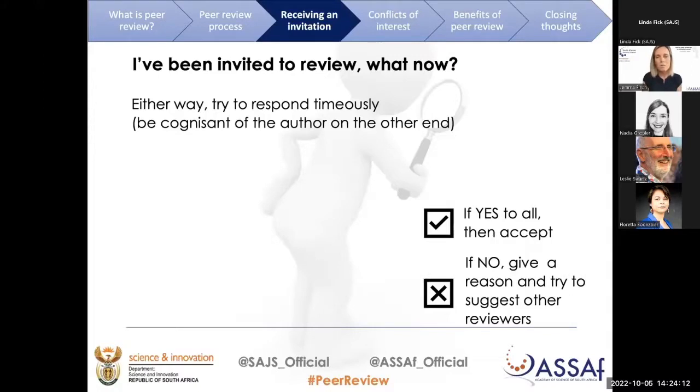And I think it's always nice to remember the author sitting on the other end, essentially sitting in the dark, waiting, not sure exactly what's happening with their paper. And the longer you sit on an invitation without responding, the more you are contributing to delaying that process. So try to respond as quickly as possible.